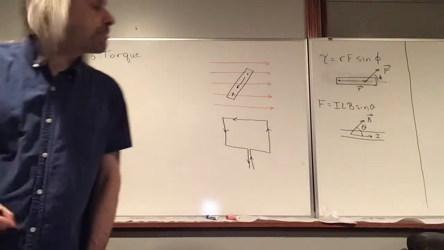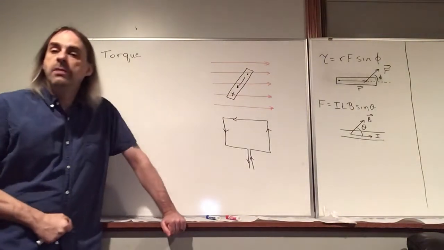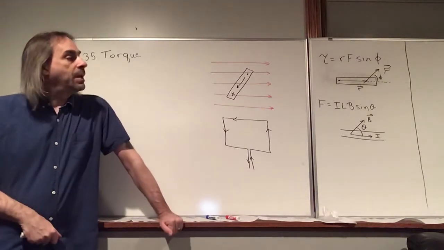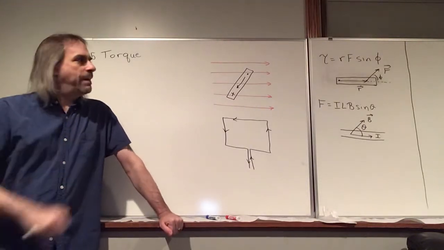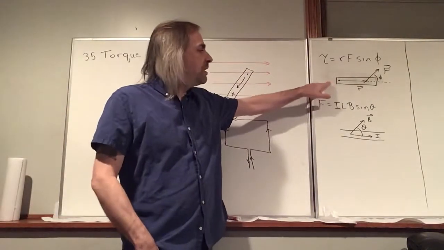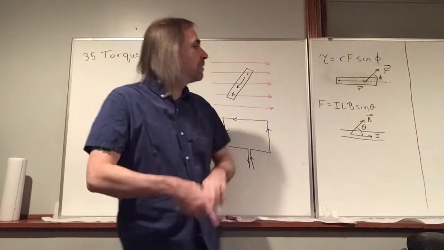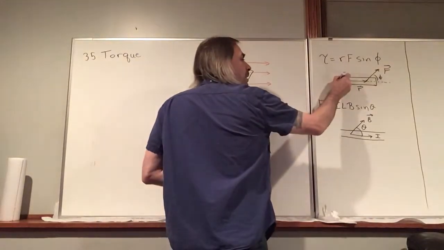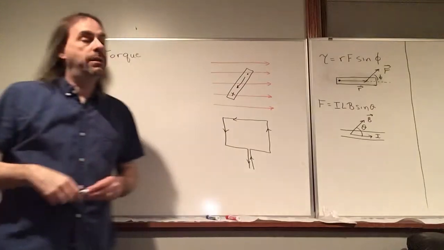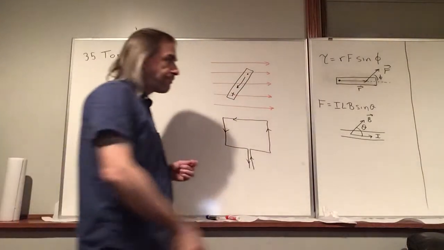Okay, class. So we're going to talk about torque today. This goes back to mechanics. I drew a situation here where we have an object that can rotate about this pivot. There's an axis here, and it's free to rotate about that axis.